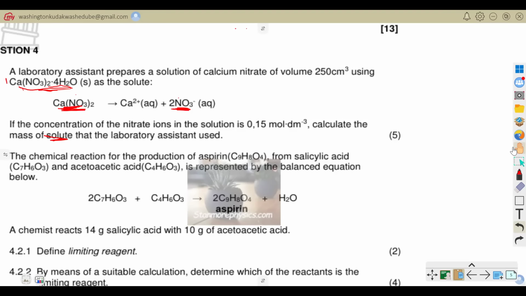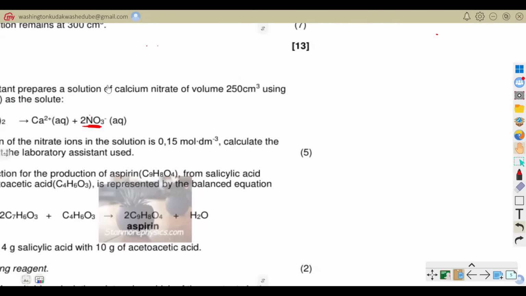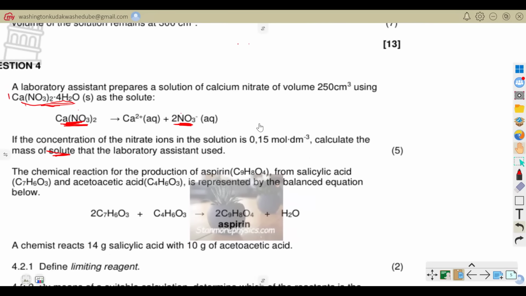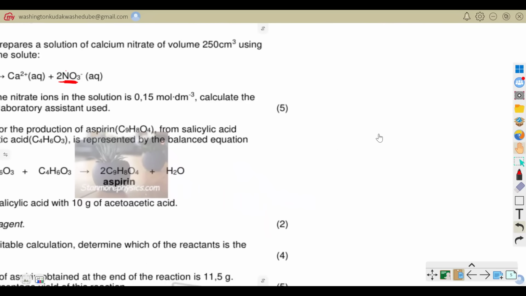Now let's get to answer this question. Let's first find the number of moles of these nitrate ions, since we are given the concentration of these nitrate ions, and we are also given the total volume of the solution. So let's use the information that we are given. The number of moles of nitrate ions is going to be equal to the concentration of the nitrate ions times the total volume of the solution. And that is going to be equal to what?